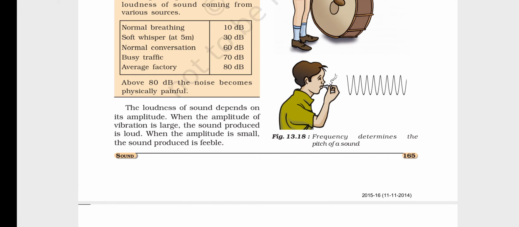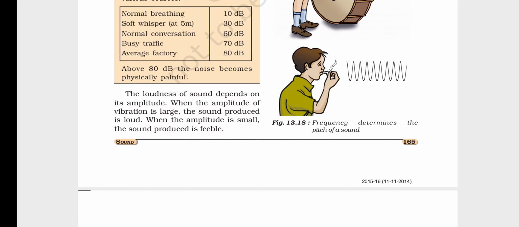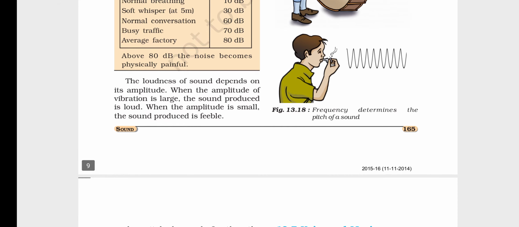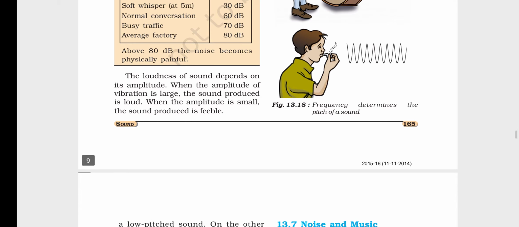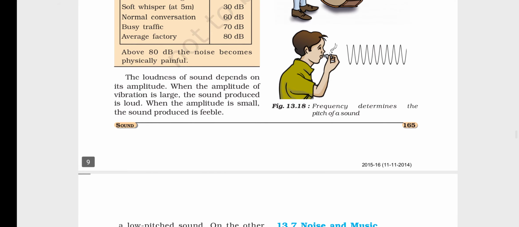Suppose normal breathing, then it is 10 decibel. Soft whisper, then it is 30 decibel. Normal conversation, then it is 60 decibel. Busy traffic, 70 decibel. And average factory, it is 80 decibel. Above 80 decibel, the sound becomes physically painful.